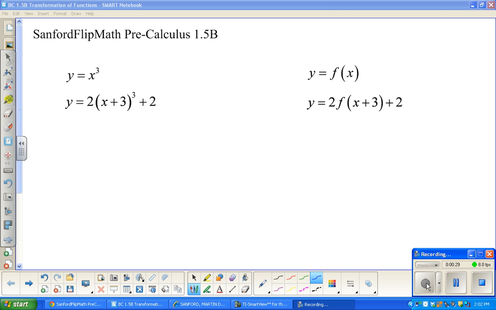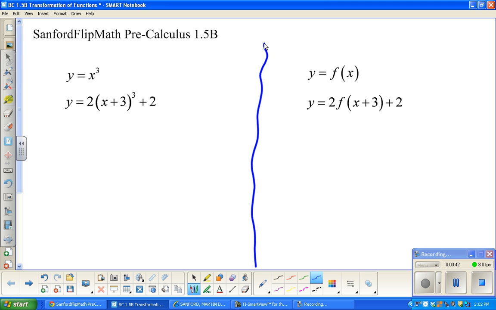This is a follow-up lesson to 1.5a, where we introduce some notation and some vocab about moving things around. With this screen, I basically want to recap some notation here. I'm not going to do any graphing on this particular one, but just so you understand. So looking at this first one, if I start with a parent function of y equals x cubed, I'll do a little sketch. It would look something like that.